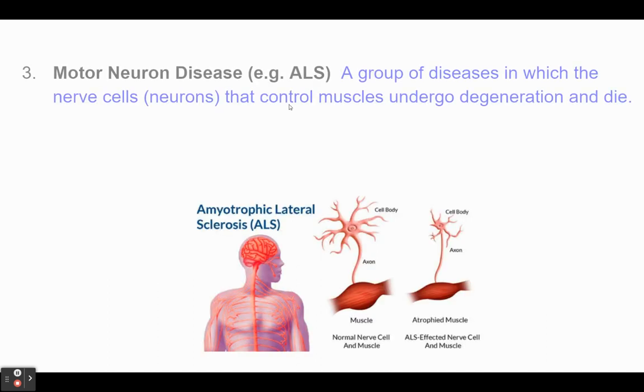Our third and final disease is motor neuron disease, for example, ALS. This is a large group of diseases in which the nerve cells, neurons, that control muscles undergo degeneration and die. Degeneration is kind of falling apart and losing their function. Notice in this image in ALS, this nerve cell loses a lot of its projections. These are called dendrites. And so that means it can't send signals to other nerve cells as well.